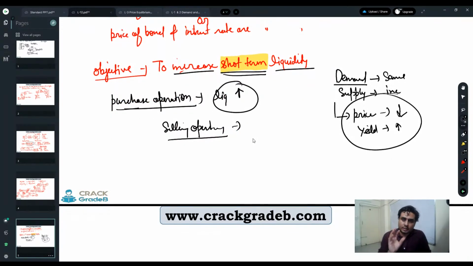Just the thing is, number one, open market operation. Under open market operation, selling and purchasing. Selling for what? Absorbing the liquidity. Purchasing for what? Infusing the liquidity, right? This is open market operation. But selling and purchasing do not discriminate between short term or long term liquidity. Liquidity overall is going to increase when RBI purchases, and it is going to drain out when RBI sells.